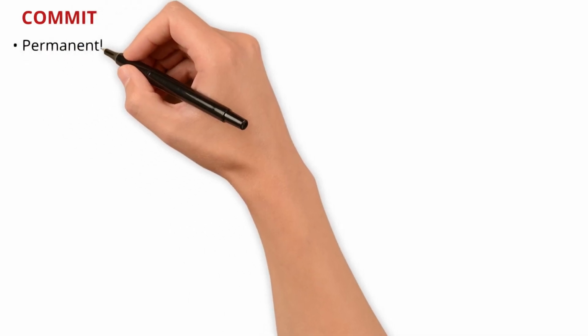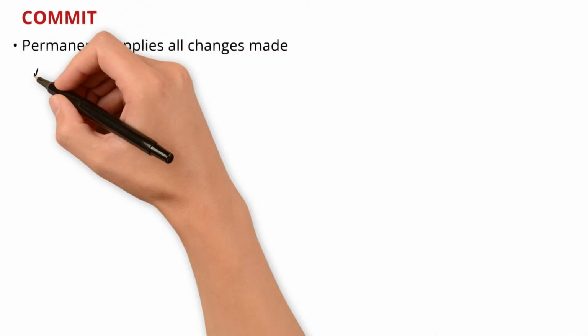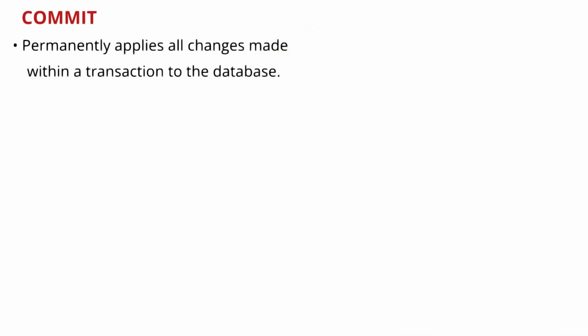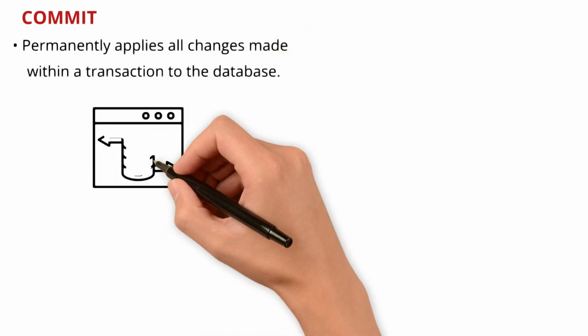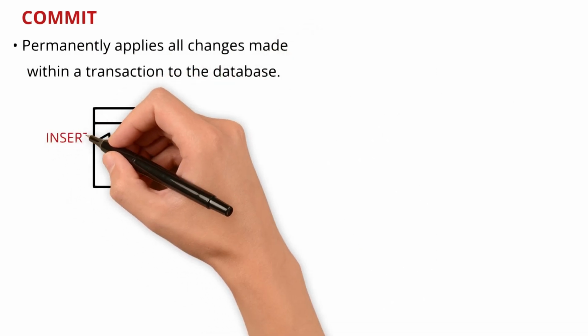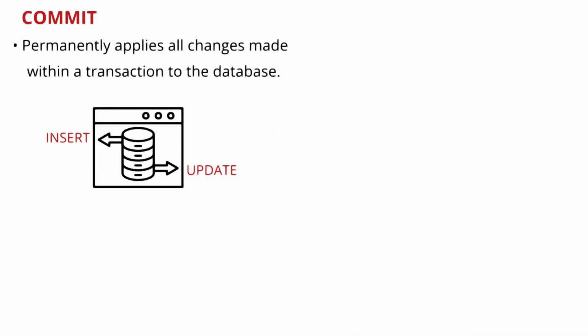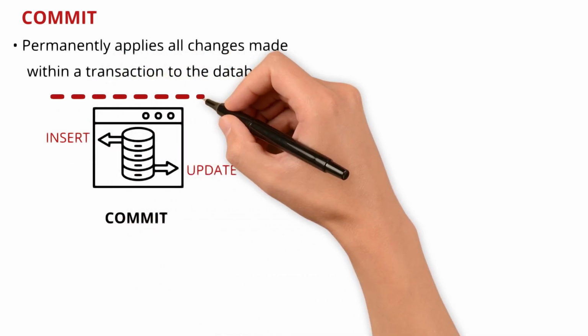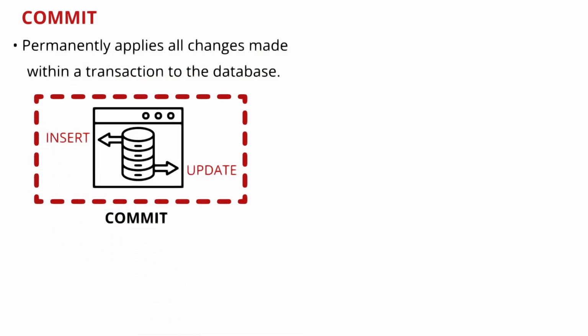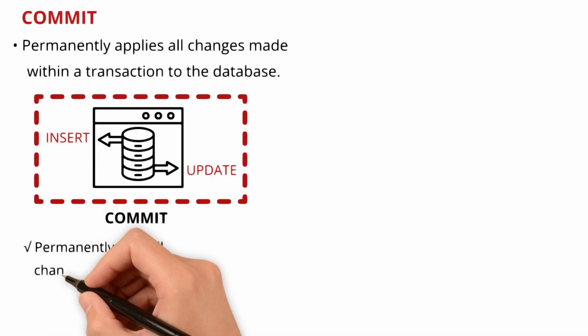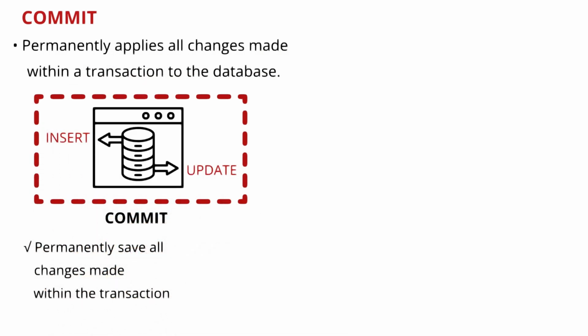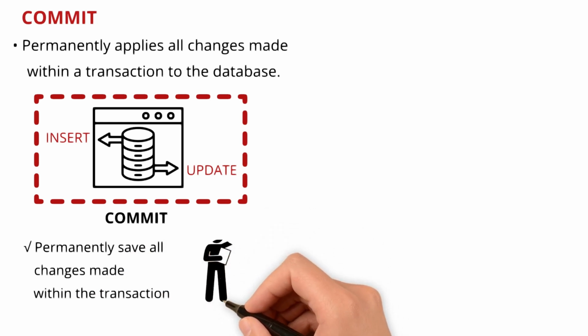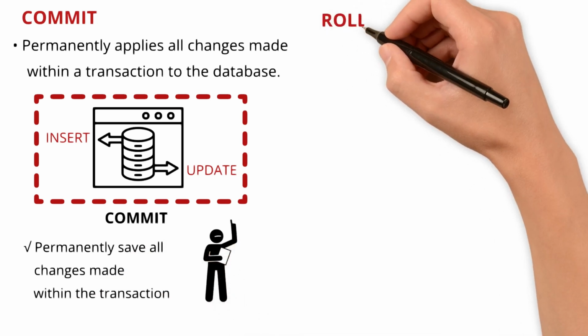Commit permanently applies all changes made within a transaction to the database. Once you perform any data transaction using an insert query or an update query, if you add commit after your transaction, then it permanently saves all the changes made within the transaction. It is committing, basically. Next one, rollback.